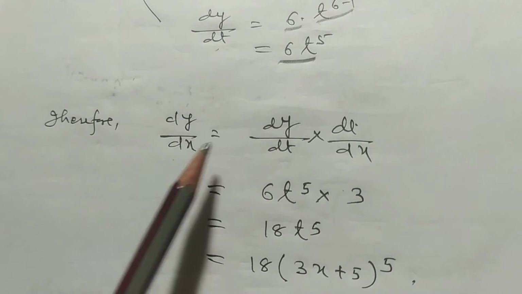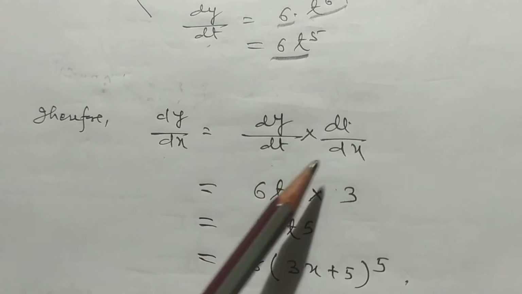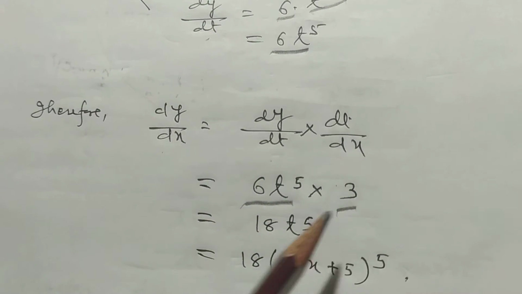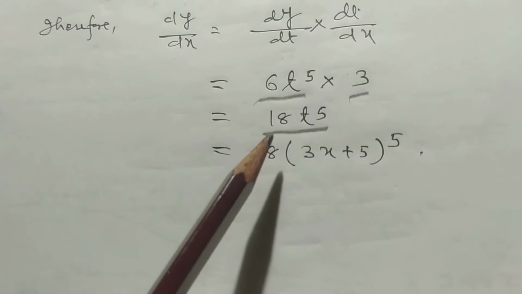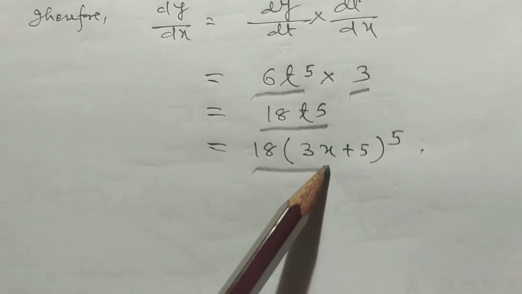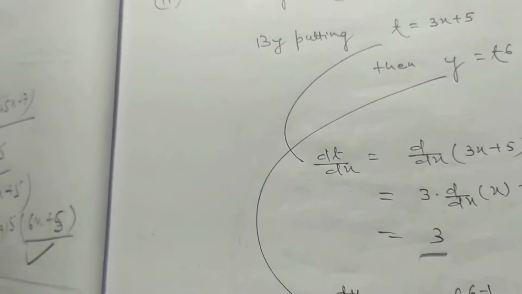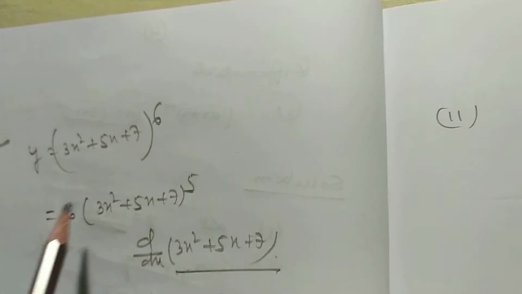So dy by dx is equal to dy by dt into dt by dx. That is 6 into t to the 5 into 3. That is 18 into t to the 5. That is 18 into 3x plus 5 whole to the power 5. My dear student, we can solve this problem alternatively.